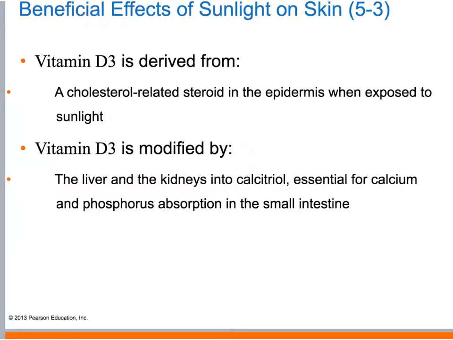Vitamin D3 is derived from a cholesterol-related steroid in the epidermis when exposed to sunlight or UV radiation. It's modified by the liver and the kidneys into calcitriol, essential for calcium and phosphorus absorption in the small intestine.